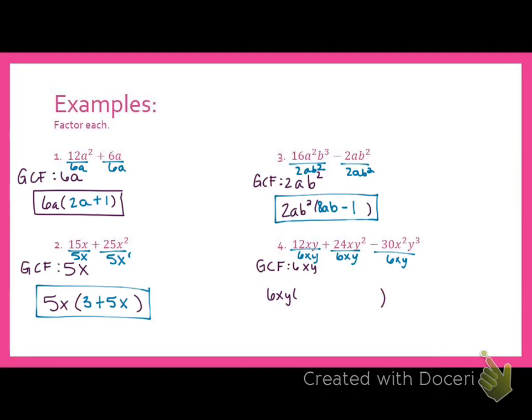Okay, Josh. 12xy divided by 6xy is? X divided by x is 1, right? Y divided by y is? So that's just 2, okay? 24xy squared divided by 6xy. 6 times 4. And then how many x's and y's? Just y, okay? And then what's negative 30x squared y cubed divided by 6xy?